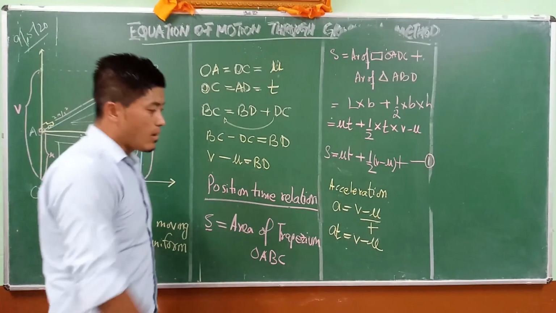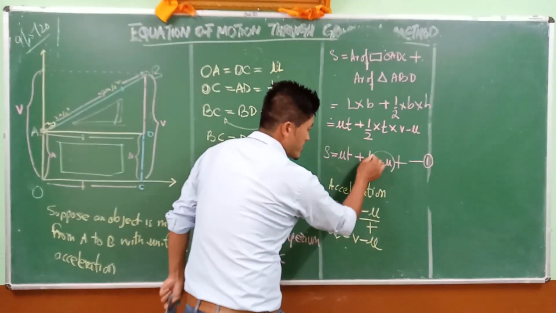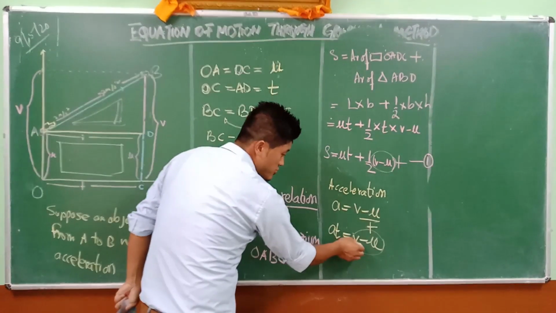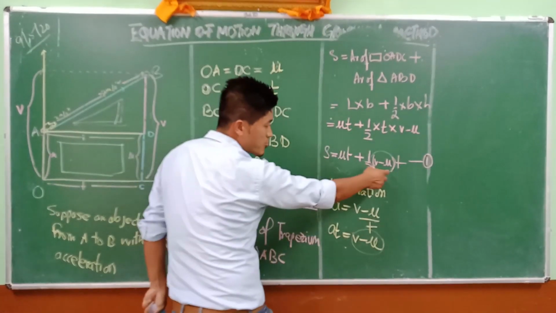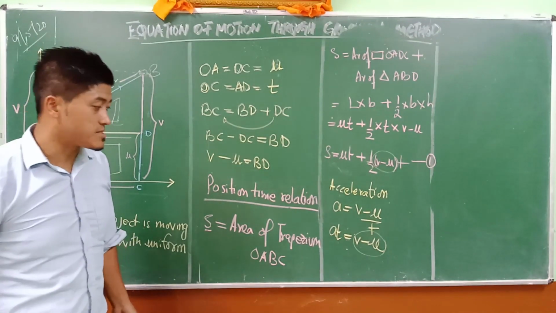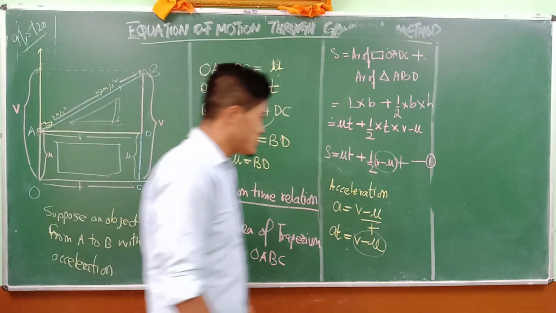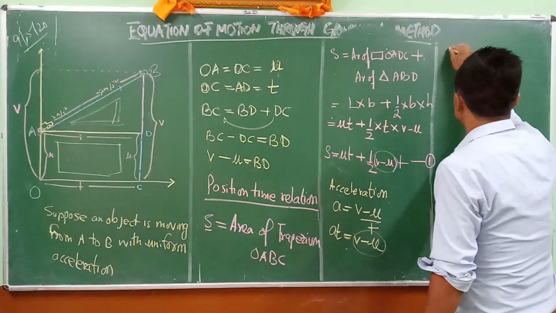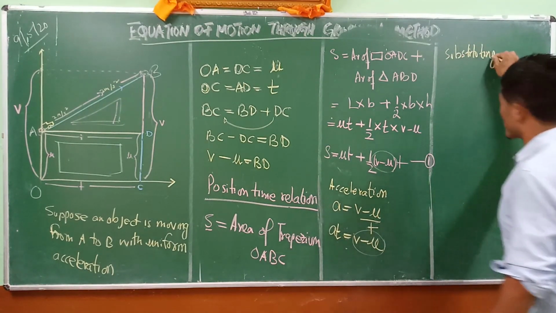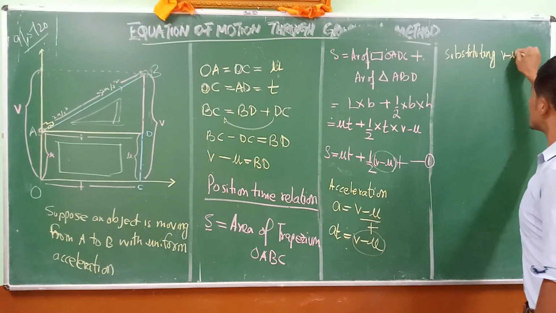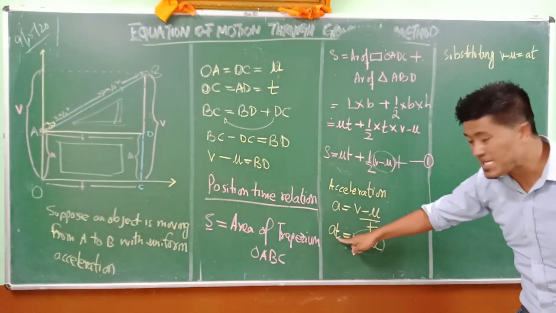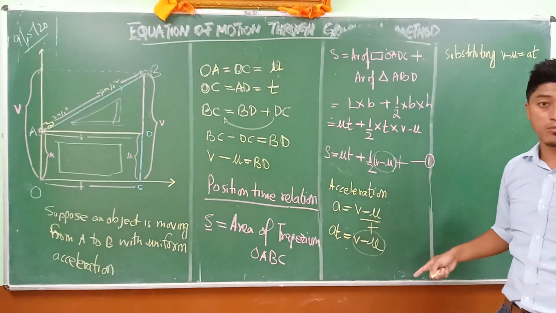Understand? Now, what can you find over here? V minus U. And what do you see over here? V minus U. And this V minus U is also equal to AT. So instead of writing V minus U, can I write AT? Same. Because we are deriving an equation. So what I'm trying to do is substituting V minus U is equal to AT. Instead of writing V minus U, I'm going to write AT, because AT is equal to V minus U.